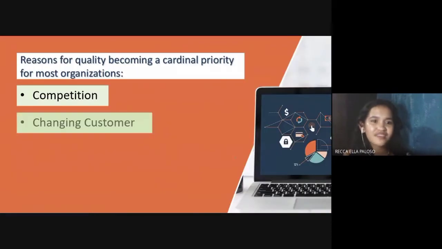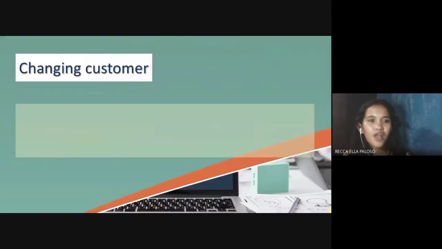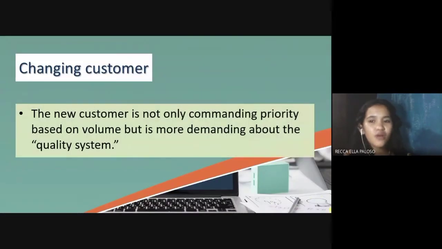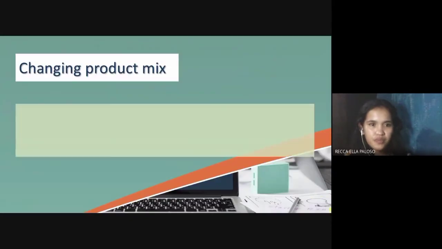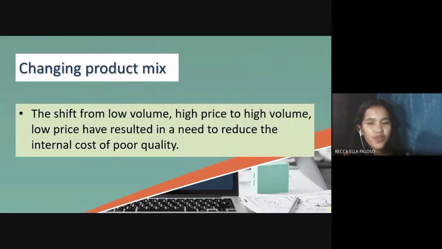The next one is the changing customer. The new customer is not only commanding priority based on volume, but is also more demanding about the quality system. So not all new customers are commanding based on volume. The other new customer is more demanding about the quality system. The next one is the changing product mix. The shift from low volume to high price, from high volume to low price, has resulted in a need to reduce the internal cost of poor quality.